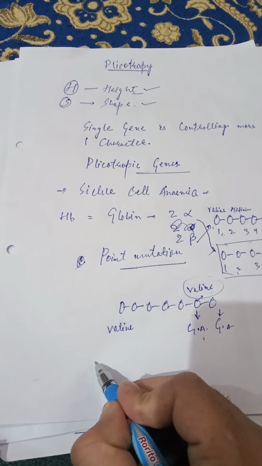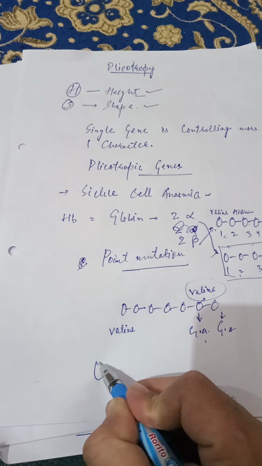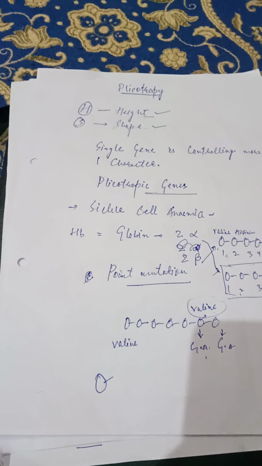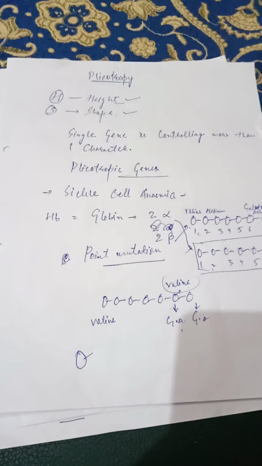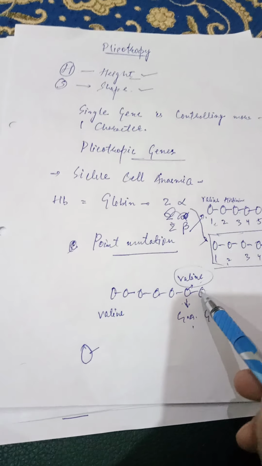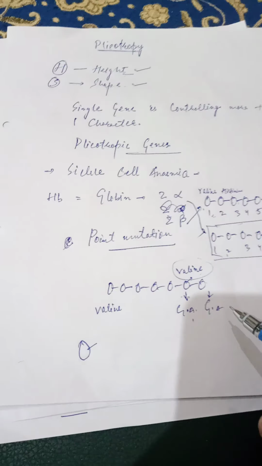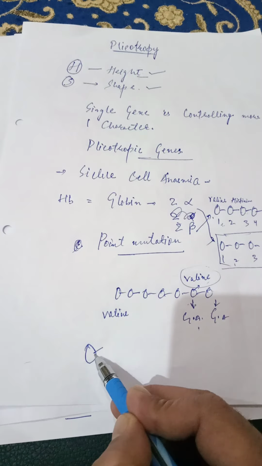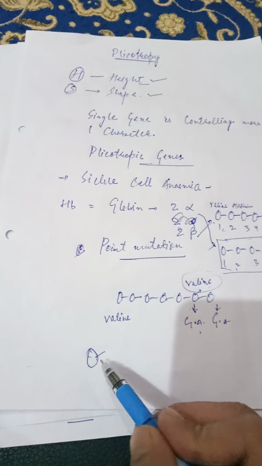Now what is pleiotropy? How is it related to pleiotropy? See, until now a single gene was controlling a single character of blood, of RBC. But here, when the change takes place, now the gene becomes a pleiotropic gene, right? And now this gene is going to control more than one character.